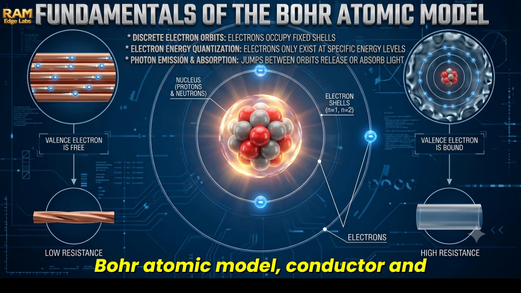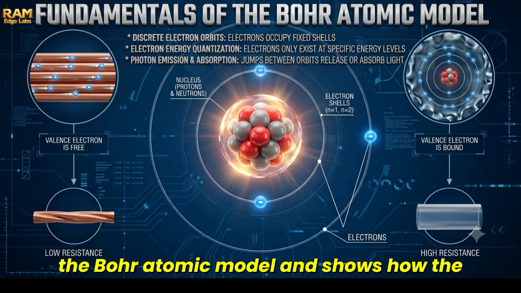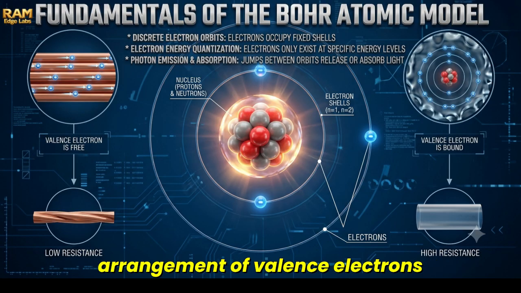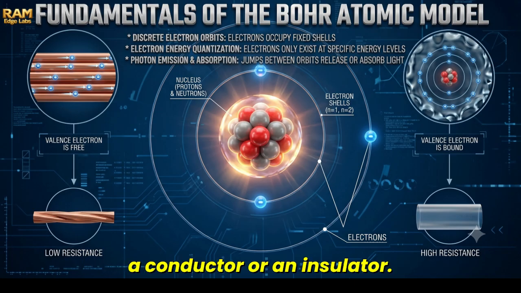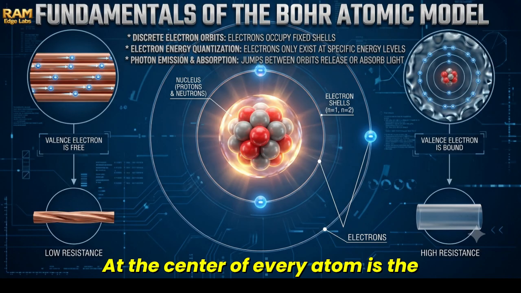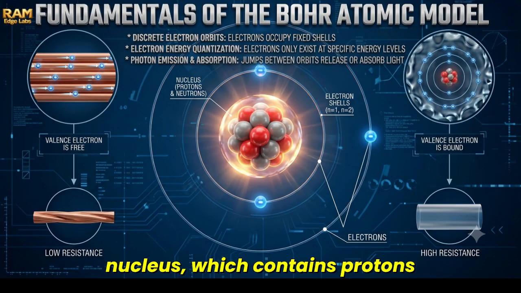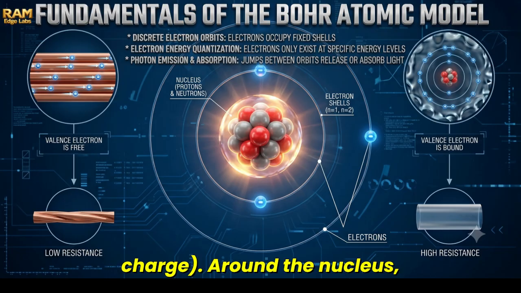Bohr Atomic Model, Conductor and Insulator. The image explains the Bohr Atomic Model and shows how the arrangement of valence electrons determines whether a material behaves as a conductor or an insulator. At the center of every atom is the nucleus, which contains protons, positive charge, and neutrons, no charge.